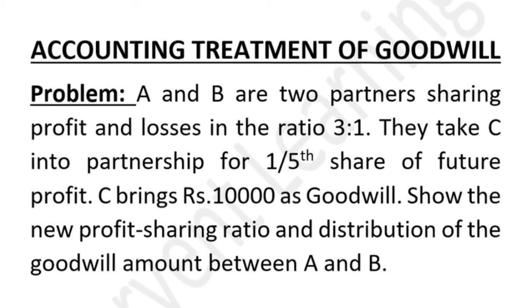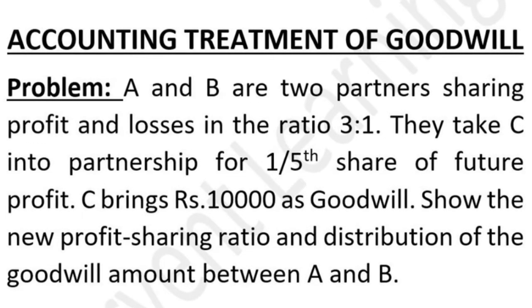A and B are two partners sharing profit and loss in the ratio 3:1. They take C into partnership for 1/5 share of future profit. Here, A and B are two partners whose profit sharing ratio is 3:1 and they admitted C as a new partner for 1/5 of the future profit. Now, C brings rupees 10,000 as goodwill. Show the new profit sharing ratio and distribution of the goodwill amount between A and B.